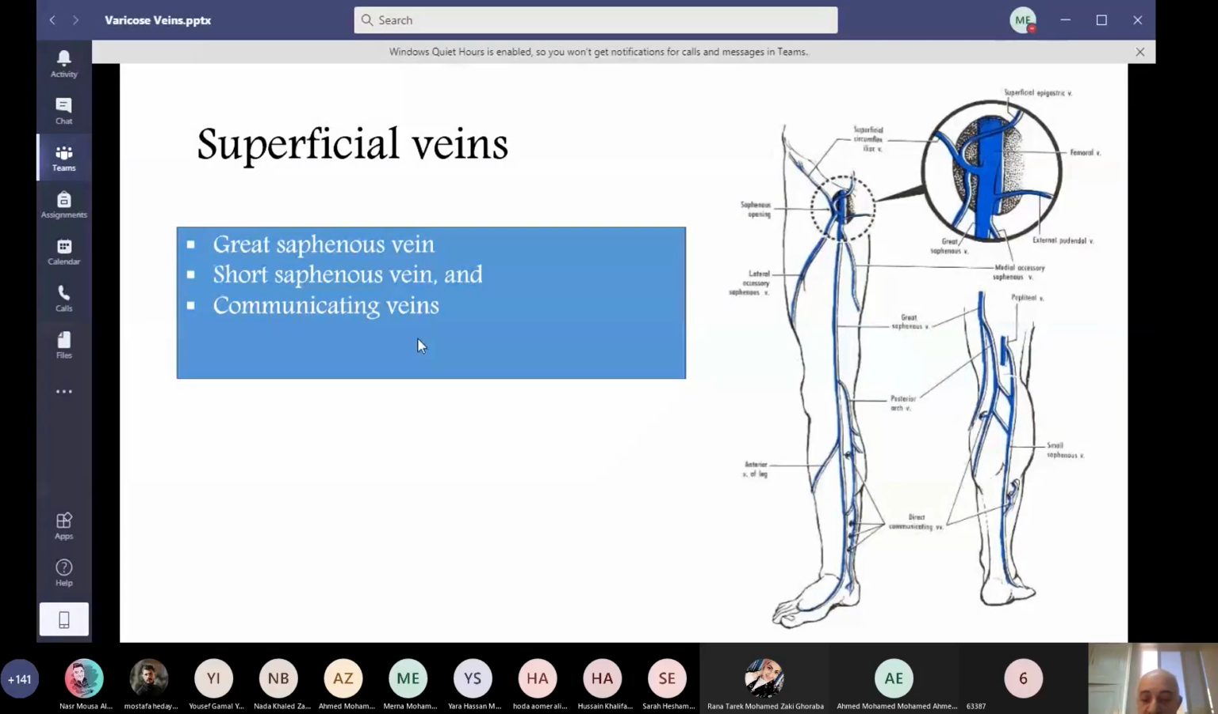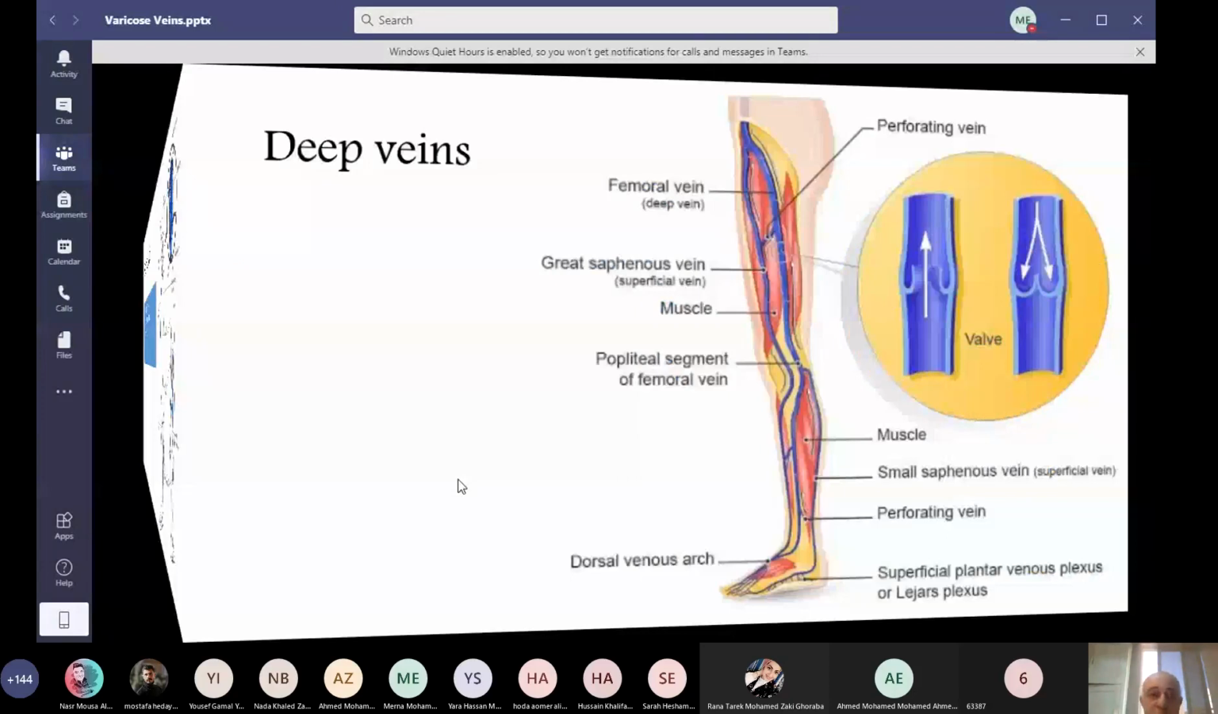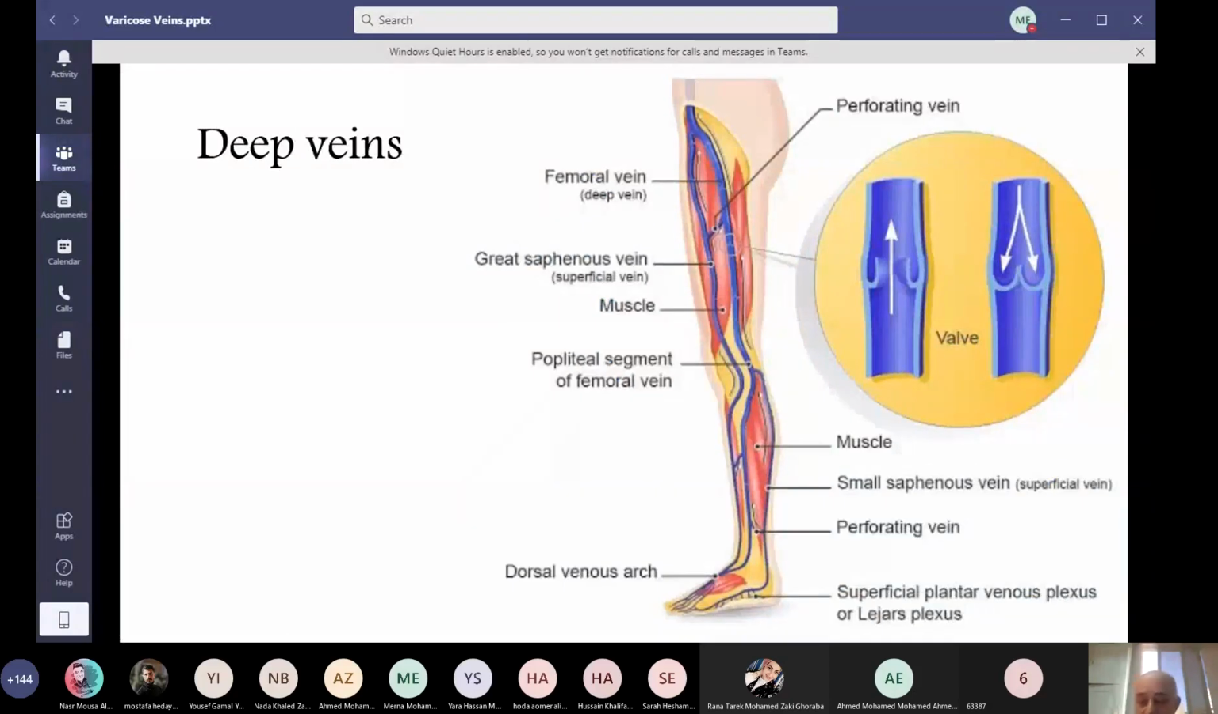The deep veins accompany the arteries, and they are named according to the names of the arteries. Therefore, here we have the posterior tibial vein, the anterior tibial vein, and the peroneal veins, which could be single or multiple. They converge to each other and form the popliteal vein. This popliteal vein becomes the superficial femoral vein. The superficial femoral vein joins the deep femoral vein, and they form what is called the common femoral vein.